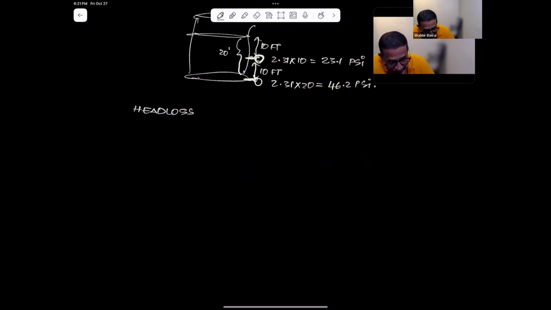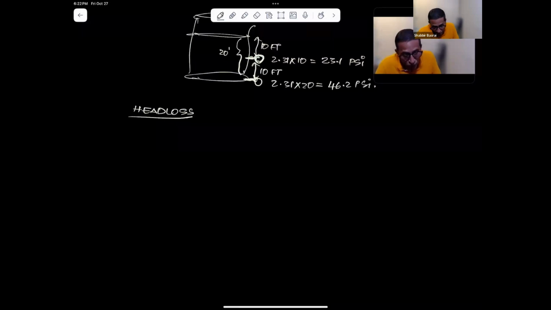Okay. So having said that, let's just talk about one more thing, which is related to head loss. What is head loss? When a fluid or water is flowing through a pipe or a piping system, some of the energy that is associated with that liquid or water flowing through it is going to be lost because of friction.